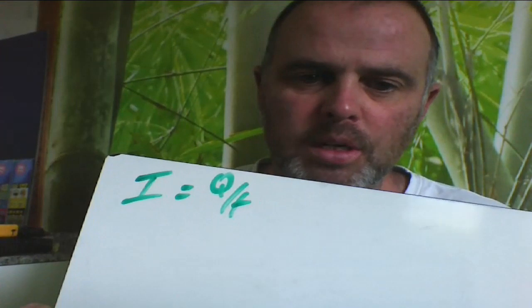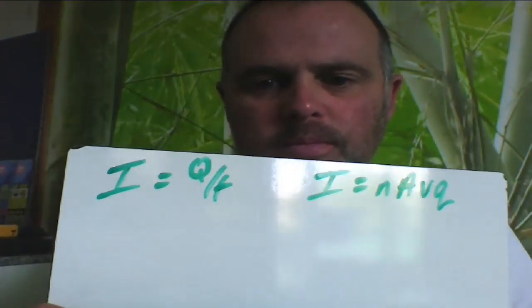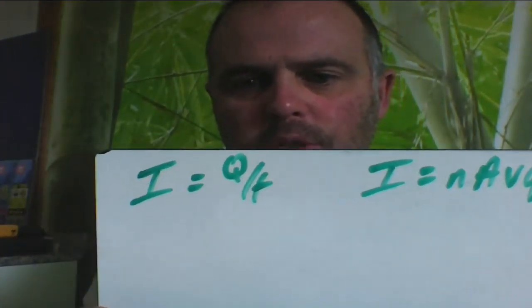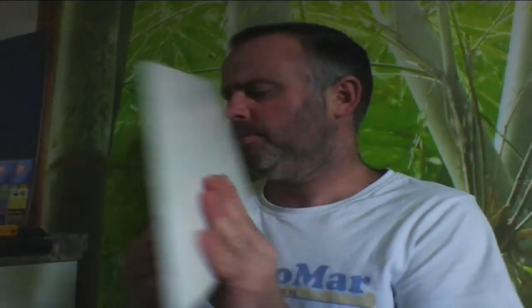Okay, so drift velocity. Two equations that we're going to use. One is current is charge divided by time, and then the equation for drift velocity, current is NAVQ. Okay, our drift velocity equation.